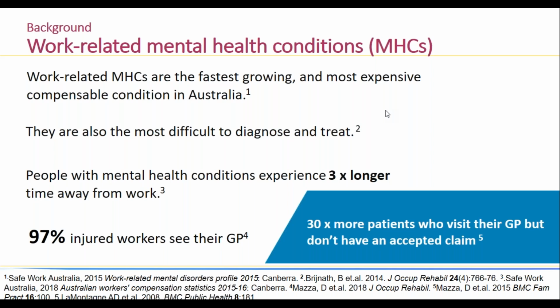So some of this information will not be new to you. Of all compensable injuries, work-related mental health conditions are the most expensive, the most difficult to diagnose and treat, and patients with these conditions have the longest duration on sick leave. According to workers' compensation claims data, workers with an accepted claim for a work-related mental health condition take 3 times longer to return to work than the median time for all claims. And we know that there's an association between poor mental health and long-term disability and being out of work. So for patients, getting them on the road to recovery sooner rather than later is really important. And GPs have a crucial role in the health care that these patients receive, because almost all injured workers seek care from their GP.